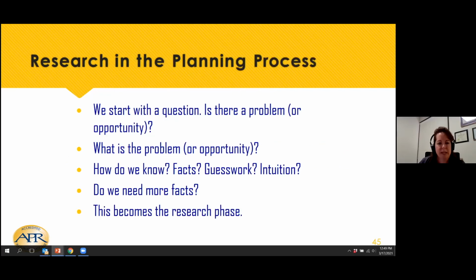So research in the planning process, as we talked a little bit about last week, you're starting with a question. Is there a problem or opportunity? What is that problem or opportunity? How do you know? Facts, guesswork, intuition. Do you need more facts? So this becomes the research phase, is defining that problem or opportunity that you're then going to utilize to develop your goals, objectives, etc. in your plan.